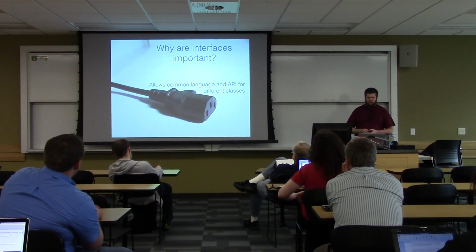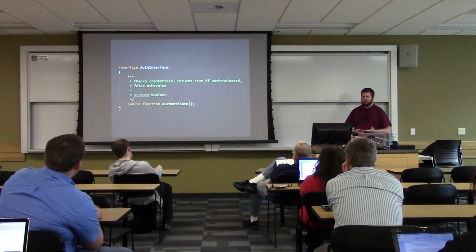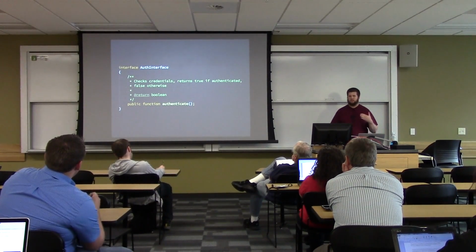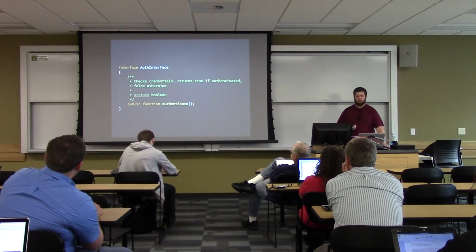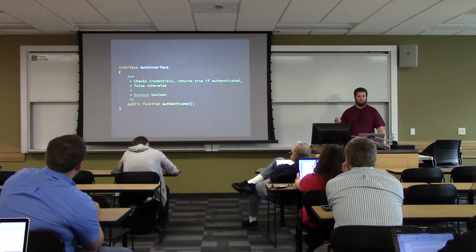So let's take a look at an interface. So this is an auth interface. This is a very simple interface that would say, how would we authenticate a user, right? And all I'm saying here is we want to define that something that's able to authenticate a user is going to have a method on it called authenticate, and it's going to be a public one.